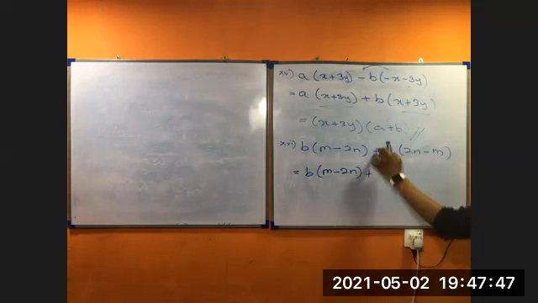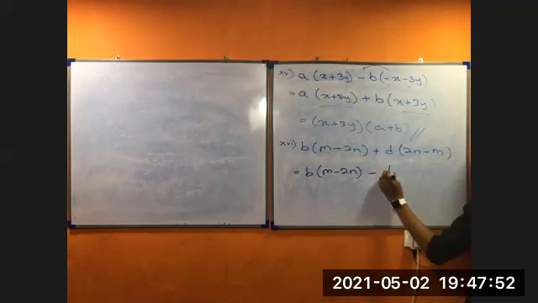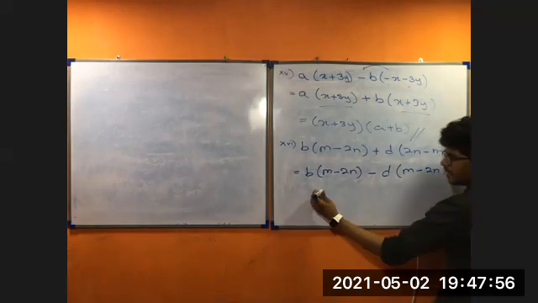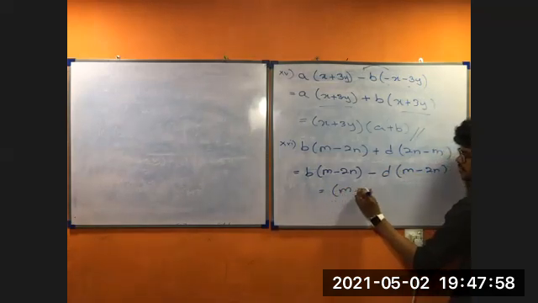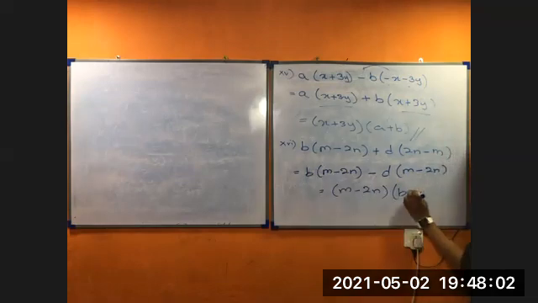So here I'm going to take the minus out. So I need to swap, right? So I will make it minus d times m minus 2n. So I take m minus 2n out. So m minus 2n. What is remaining? I have a b here and I have a minus d here. Done.